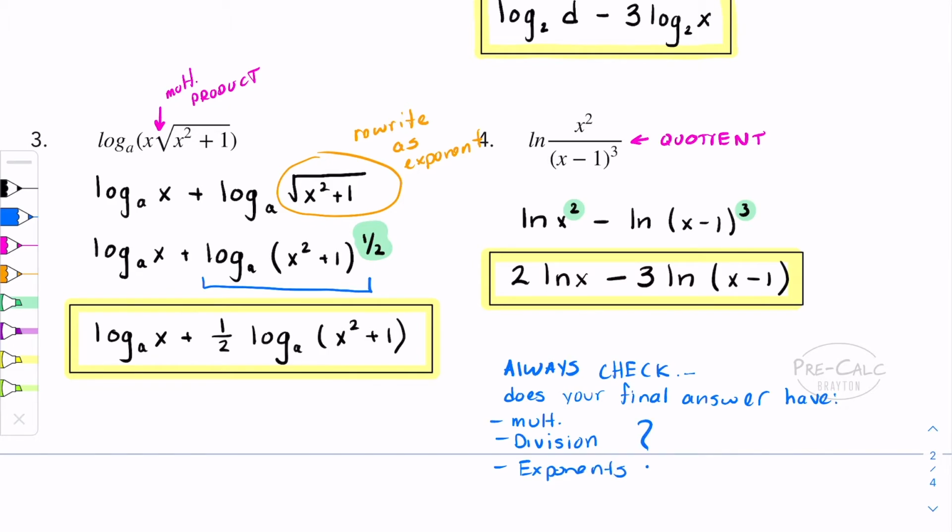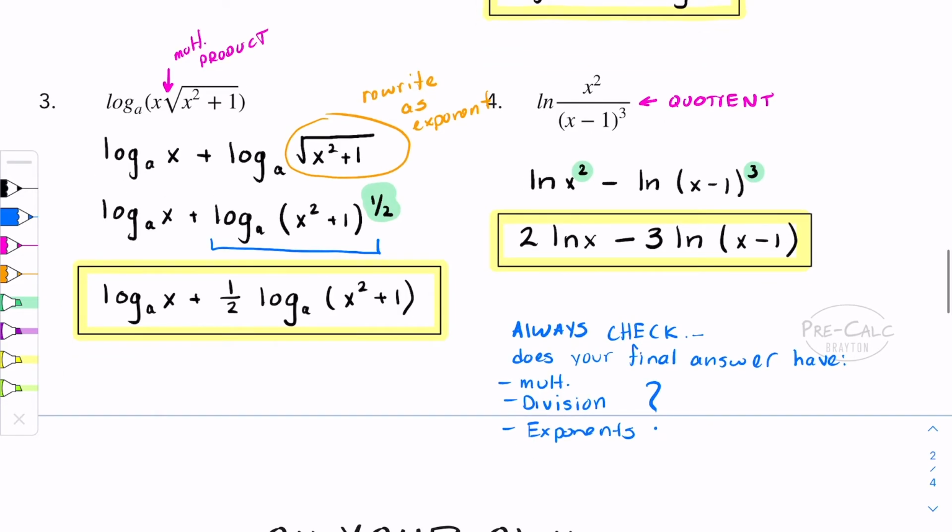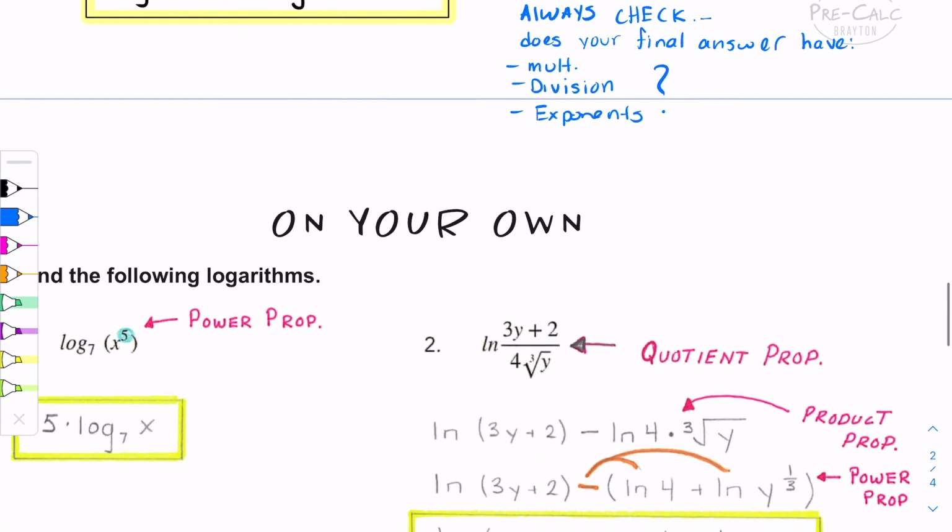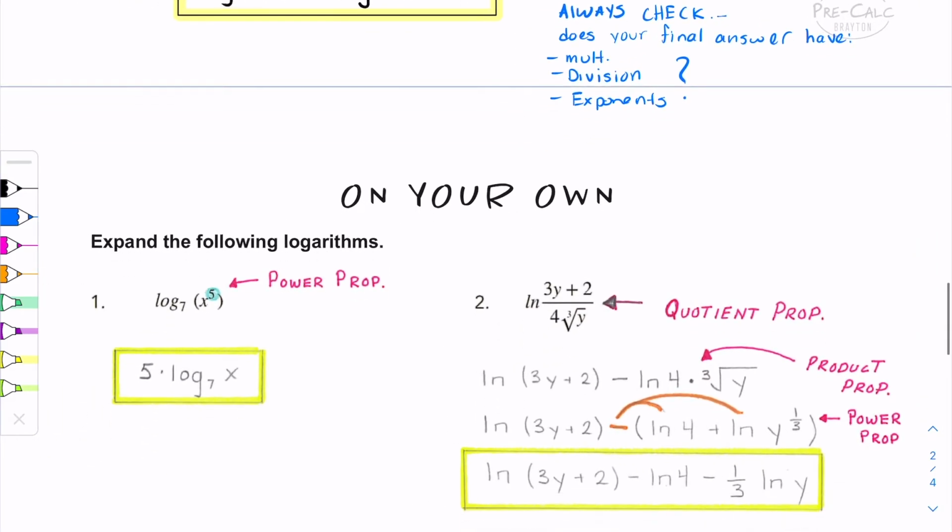So you need to always check for multiplication, division, and exponents. Once you eliminate all of them, your function is completely expanded. Here are my answers for the on your own section if you want to check over those.